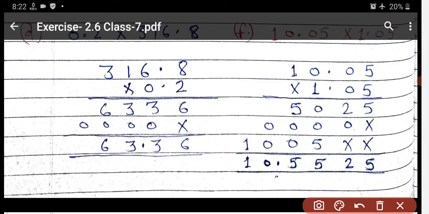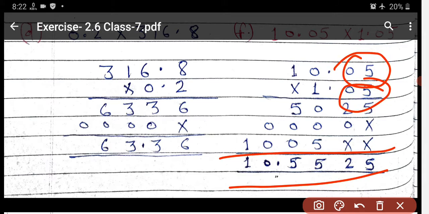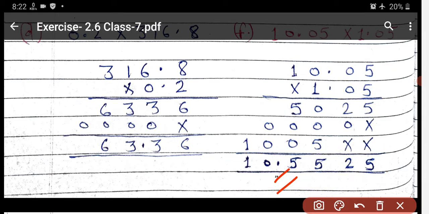Like that one, you have to multiply and then add. You will get that number now. After the decimal there are 2 digits and 2 digits, so a total of 4 digits. From the back side, after 4 digits, you have to put the decimal and you will get your answer. So your answer is 10.5525.